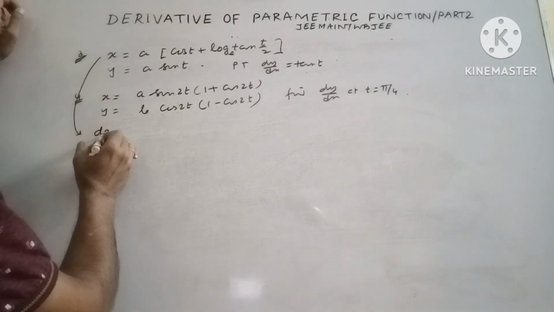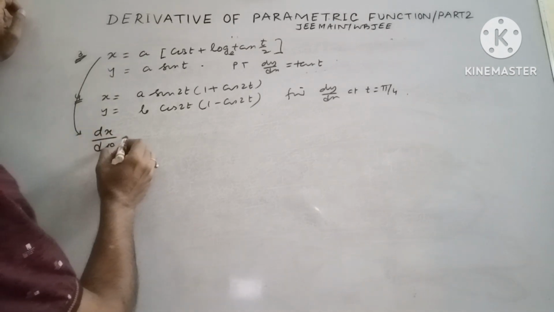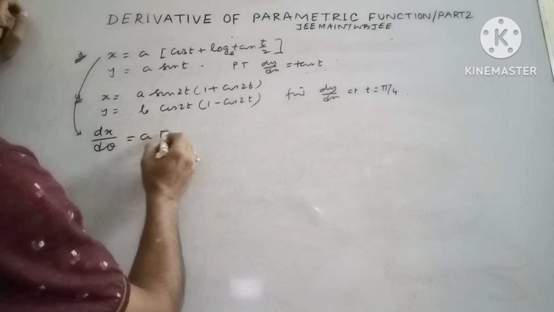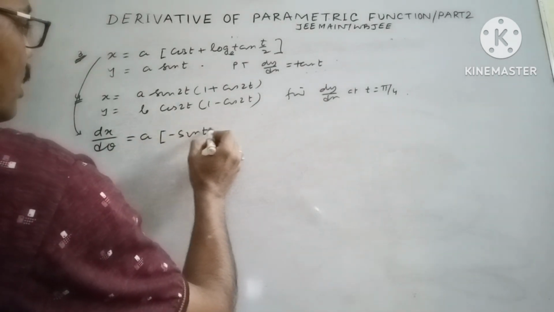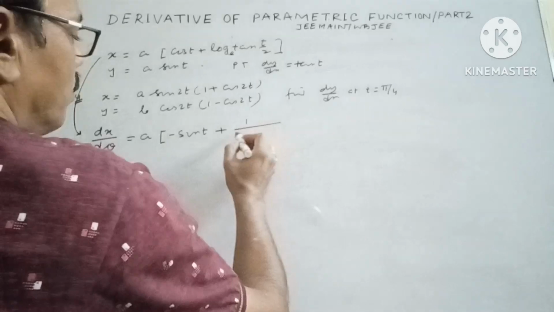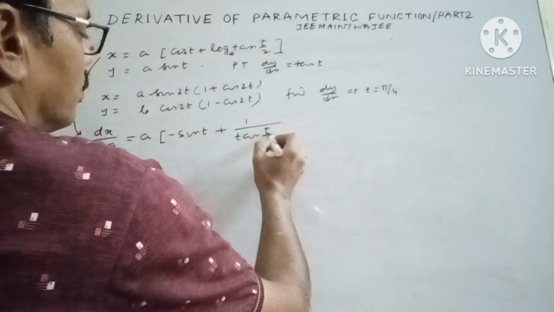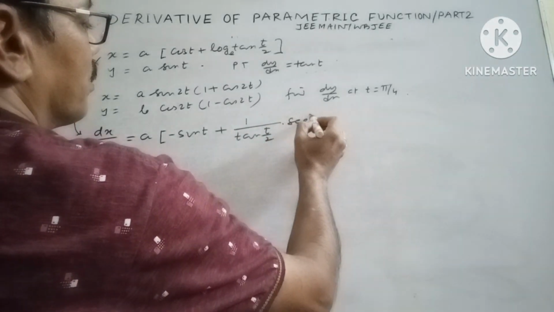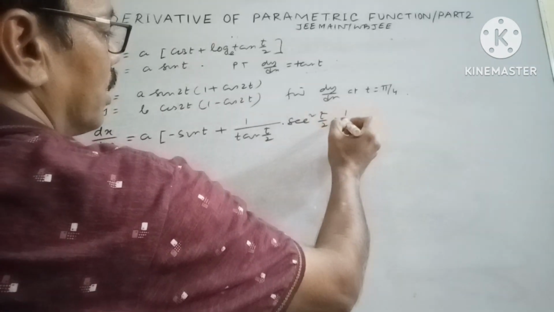So what is dx by dt? dx by dt: a unchanged, derivative of cos t is minus sin t. Then log tan t by 2, this is 1 by tan t by 2, into sec square t by 2, derivative of tan t by 2, into half.